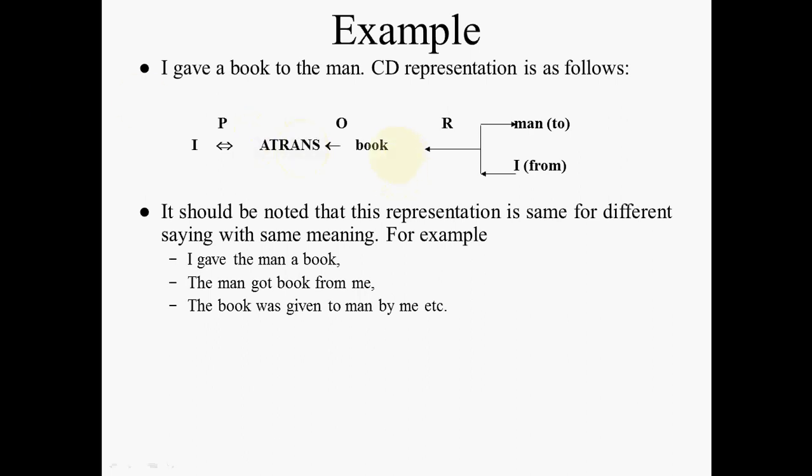But the beauty of this conceptual dependency representation is that suppose you have a sentence, the original sentence is I gave a book to the man, but it can also be said like this: I gave the man a book, or the man got the book from me, or it can also be said as the book was given to the man by me, and so on. For all such sentences, there is only one unique CD representation.